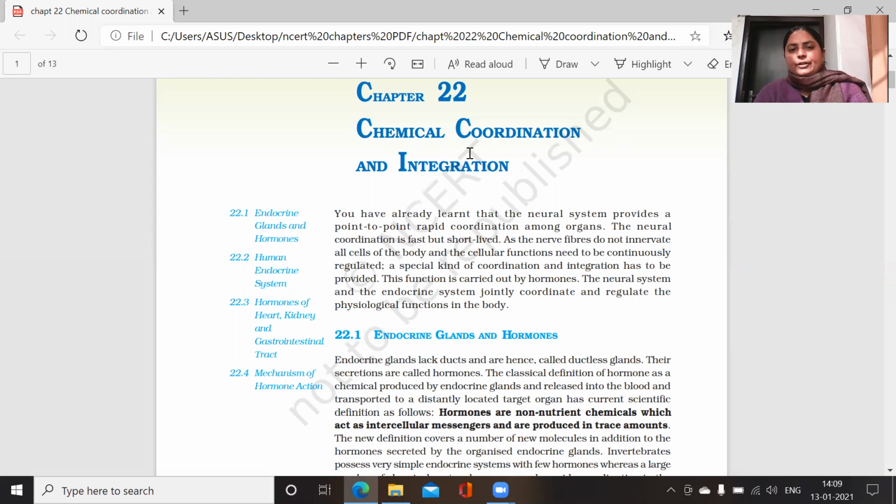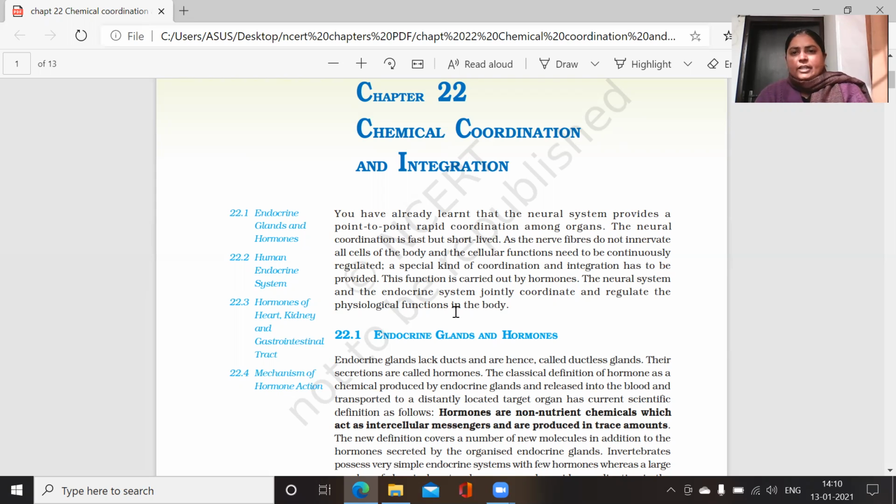In the last, I am going to tell you about the mechanism of hormonal action: how these hormones, which are actually produced by the endocrine glands, perform various functions in your body, and how the target organs to which these hormones finally reach perform their activities according to these hormones. Okay, students, let's start our chapter.